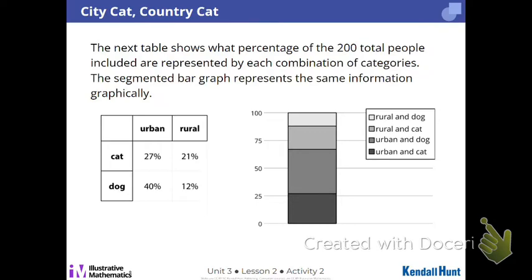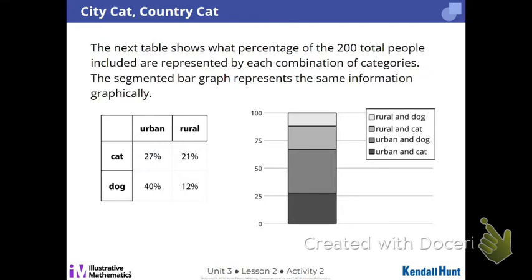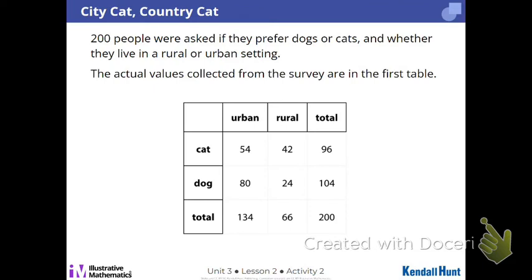Okay, Micah? Which one did you look at? We looked at the one on the back, the top one. Well, you had to pick one from each. So which one did you pick from this one? We chose urban cats, 27%. Okay, so in context, what that means is 27% of the total 200 people. That's the total. And I'll show you that it came from right here: 54 out of 200.